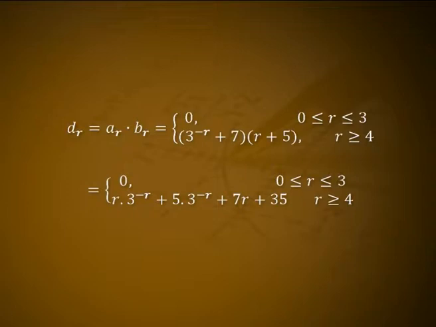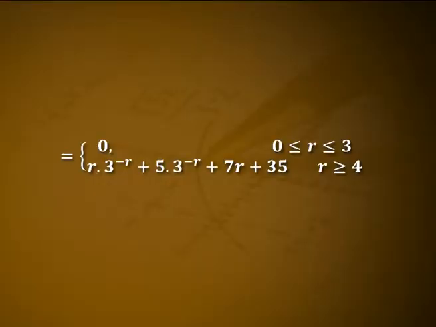Let d be the product of the two functions a and b, then d(r) is equal to a(r) times b(r), which is equal to 0 for 0 ≤ r ≤ 3 and (3^(-r) + 7)(r + 5) for r ≥ 4, which is equal to 0 for 0 ≤ r ≤ 3 and r·3^(-r) + 5·3^(-r) + 7r + 35 for r ≥ 4.